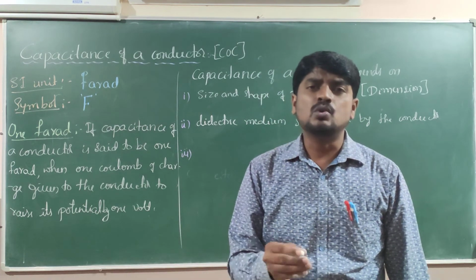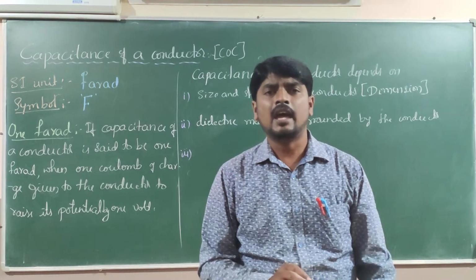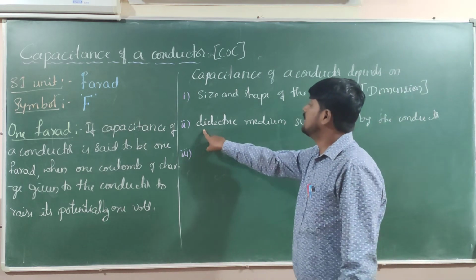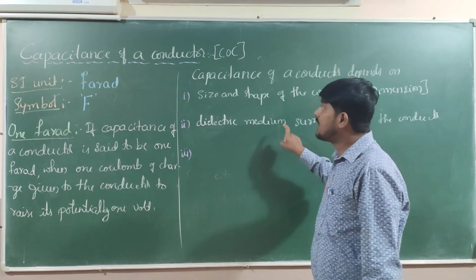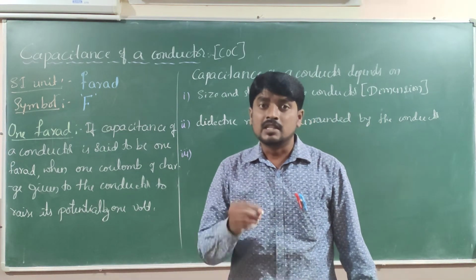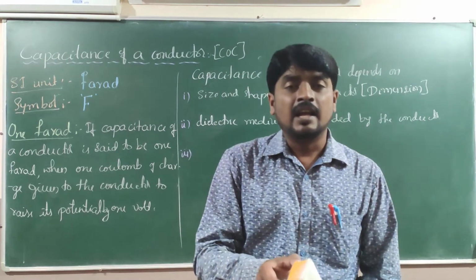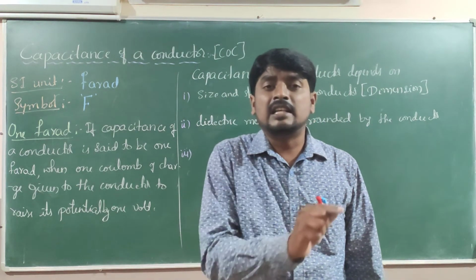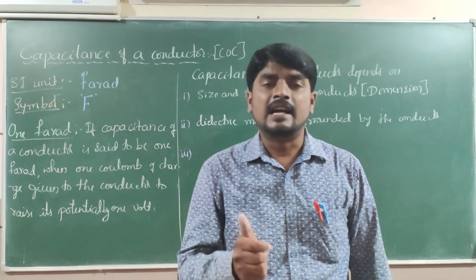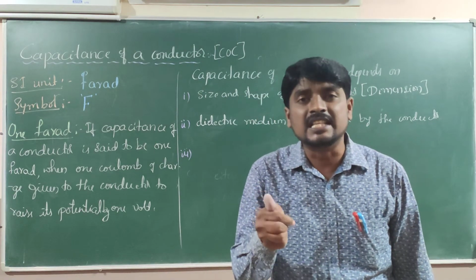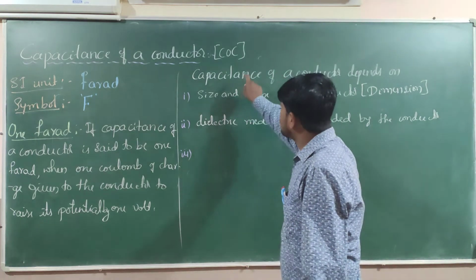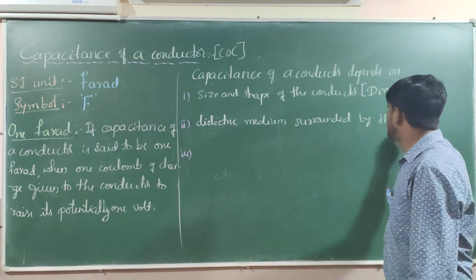Suppose I place a conductor in the air. The conductor is surrounded by air, so the dielectric medium is air. At that time, the capacitance has one value, say X farad. Suppose the same conductor is dipped in hydrogen chloride, so the conductor is surrounded by the hydrogen chloride, or hydrochloric acid, dielectric medium. At that time its capacitance increases. How it increases we will see afterwards, but it does increase. That means it also depends on the dielectric medium surrounded by the conductor.